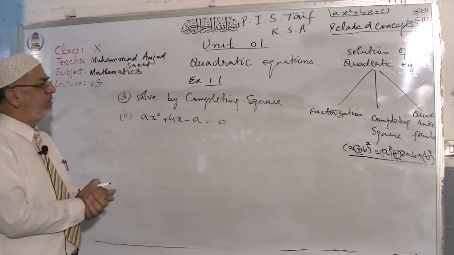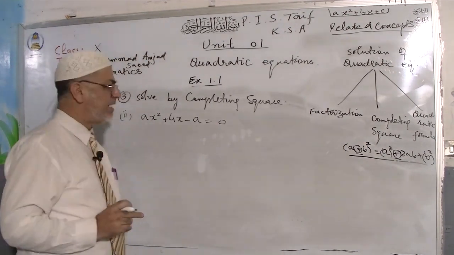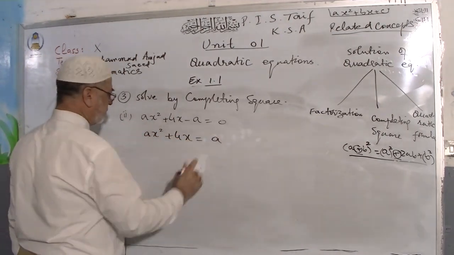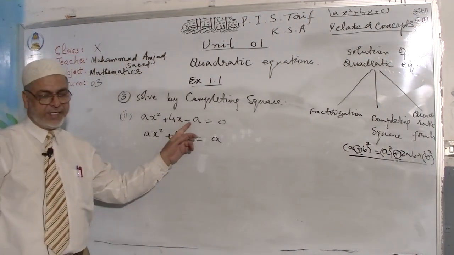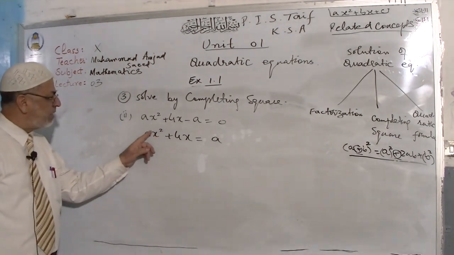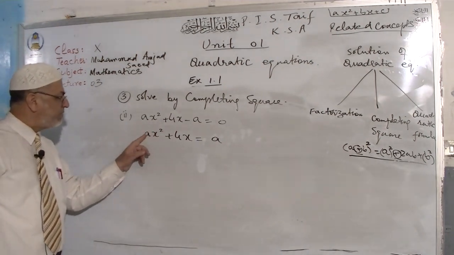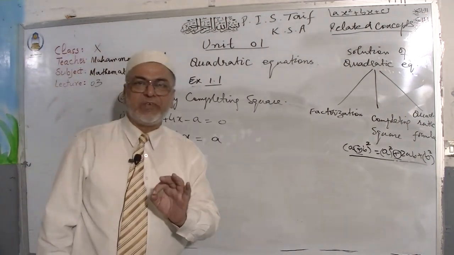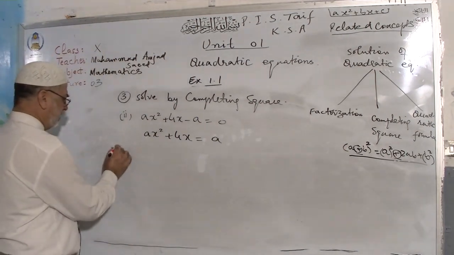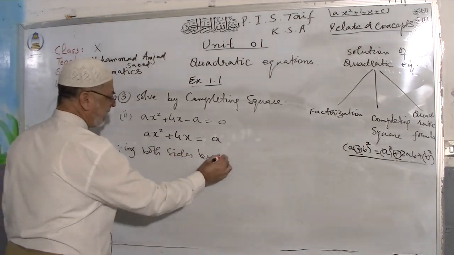I told you about the completing square method that the first step is to bring the constant to the right hand side, on the other side. Ax square plus 4x is equal to a. Bring this constant a to the right hand side, and after that we have the coefficient of x square as a. So dear students, I told you that whenever the coefficient of x square is not a complete square, remove it by dividing. So dividing both sides by a.